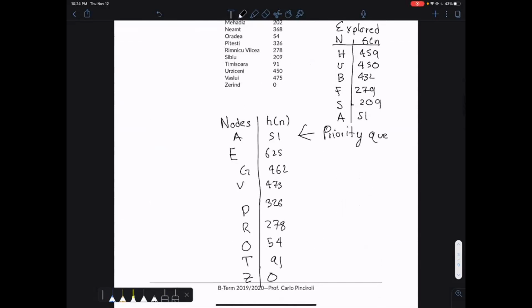And now finally, we explore another node. In this case, we pull out the lowest cost. The lowest cost is Z. We add it to our list. That is our target node. So the algorithm is done. And we have done a greedy best first search.